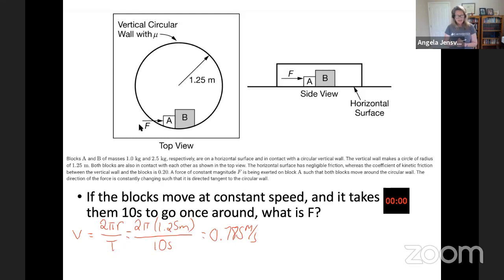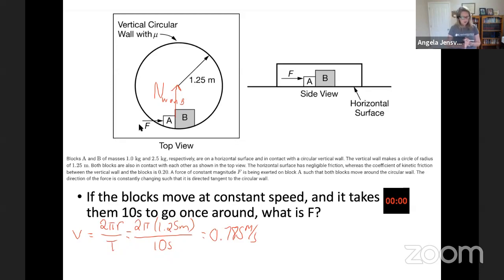And we're trying to find the magnitude of F. So let's see. Why don't we draw a force diagram from the bird's eye view? What is causing these objects, the system of objects, to not go in a straight line at constant speed? There is a force that's changing its direction, and that's the normal force from the wall on the blocks.